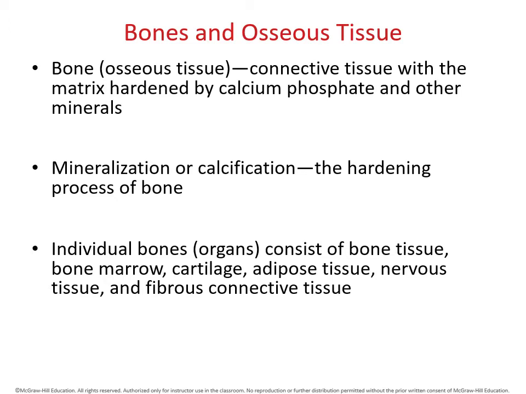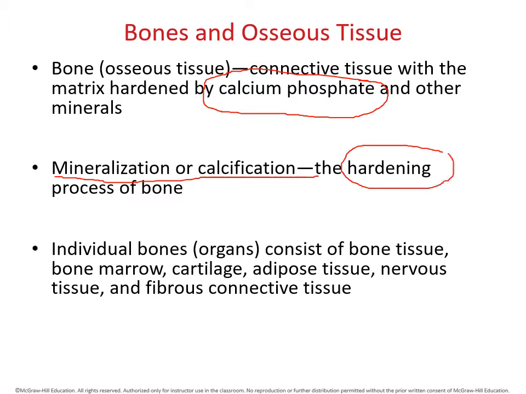What makes bone tissue so unique is the fact that its matrix, its background, becomes hardened mostly by calcium phosphates as well as by other ions and minerals. The hardening of the calcium phosphate is what gives rise to the process called calcification or mineralization. The whole purpose of this is to harden the surrounding of the bone so that it can provide the support and leverage that are needed for the body to maintain its homeostasis.